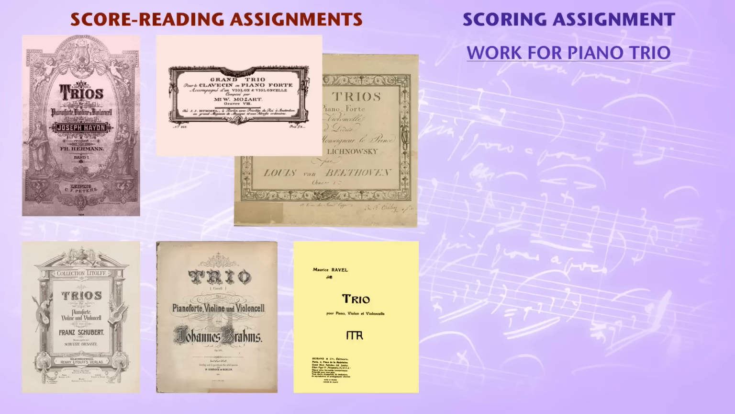Once you've score-read all six works on the curriculum list, then score your own piano trio composition. The parameters for this work are consistent with previous assignments, 2 to 3 minutes, keeping the work in your own voice and genre, and so on.